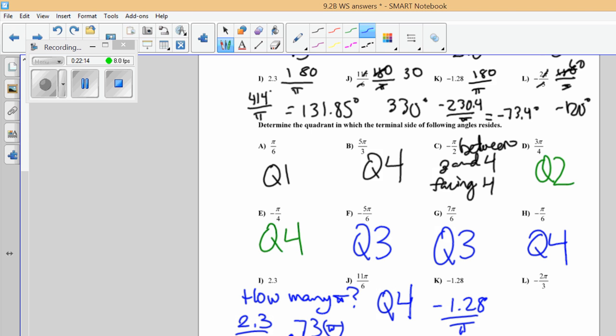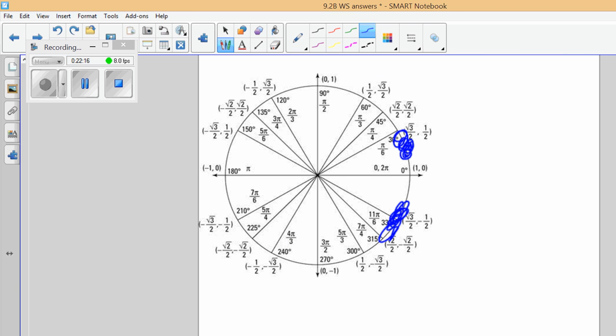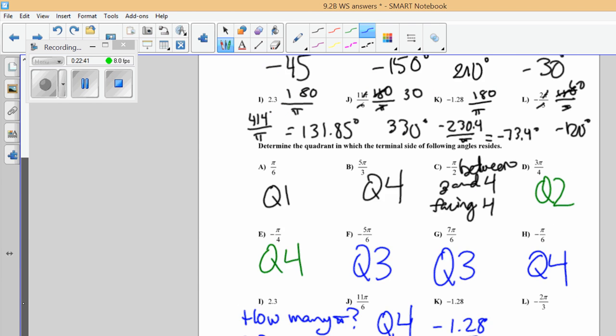Okay, last but not least is 2 pi over 3, but it's negative. So find 2 pi over 3. Here it is. Found it. 2 pi over 3 is at 120 degrees. But I need negative 2 pi over 3. Negative 2 pi over 3 is right here in quadrant 3.